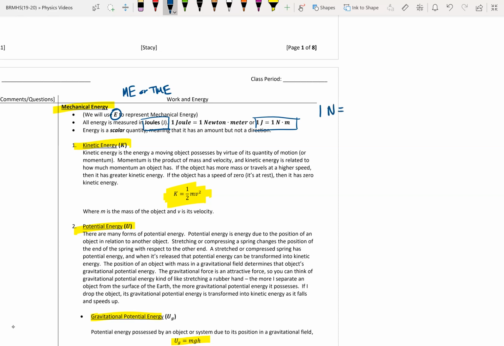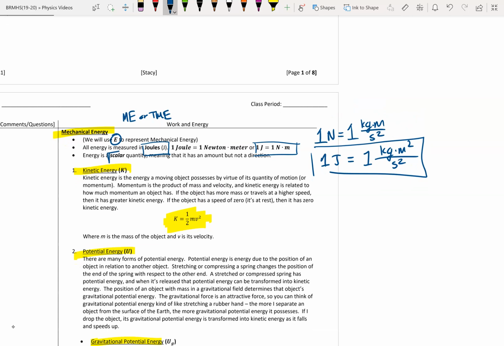1 Newton is 1 kilogram meter per second squared, because Newtons are mass times acceleration. So that means, by substitution, 1 joule is going to be 1 kilogram meter squared over seconds squared. So that's in base units what the joule is equal to. You should be able to figure that out because you should know what the Newton is: force is mass times acceleration, MA. Know the base units.